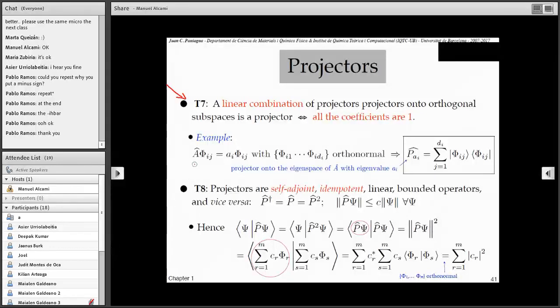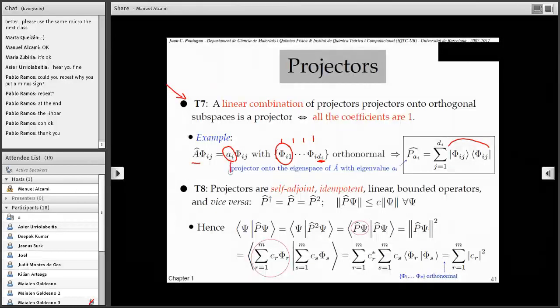For instance, let's consider some operator and the eigenvectors corresponding to one particular eigenvalue. If the eigenvalue has degeneracy D, then we have D eigenvectors. Then the projector onto the eigenspace, the eigen subspace, is the sum of the projectors onto every single eigenvector corresponding to eigenvalue A, with index a.